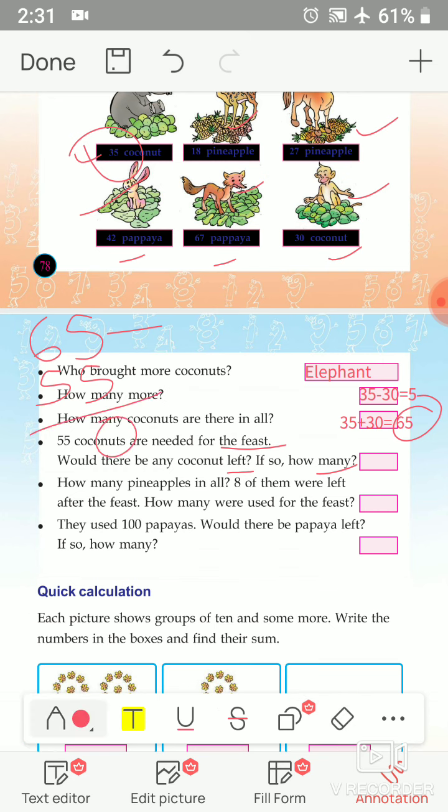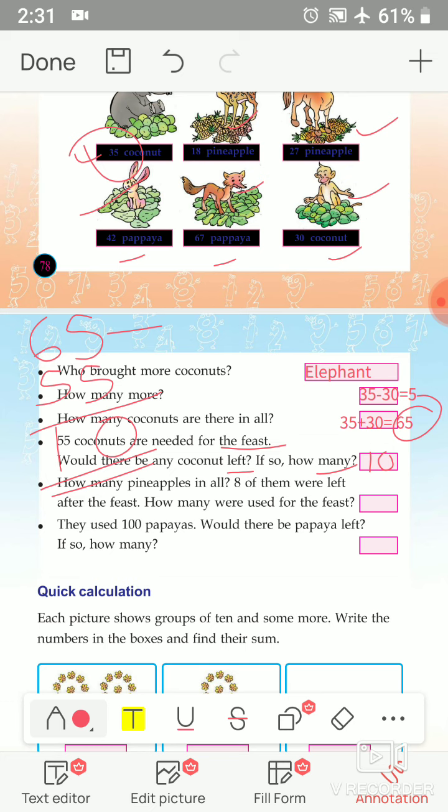5 minus 5 is 0. 6 minus 5 is 1. That is 10. 10 coconuts are remaining after that function. 10 coconuts are left.